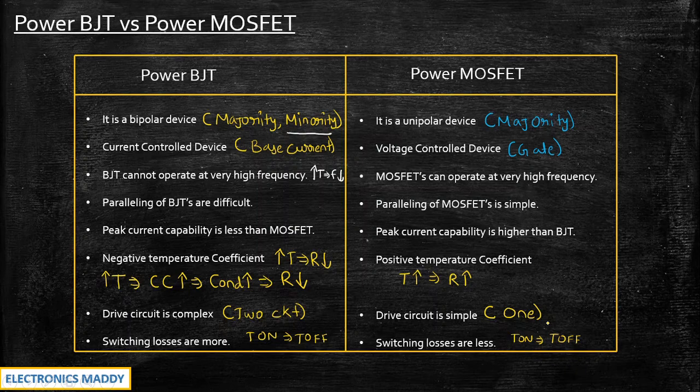So these are the fundamental differences with respect to power BJT and power MOSFET, and I hope you were able to understand the concept.